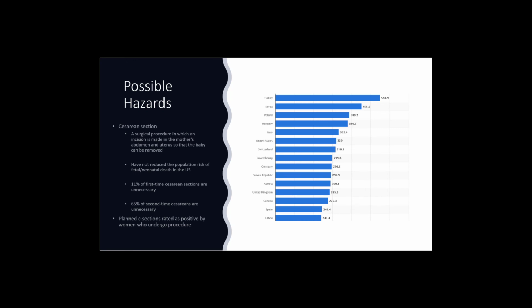Other possible hazards, cesarean section, surgical procedure in which an incision is made in the mother's abdomen and uterus, has not reduced the risk of fetal neonatal death in the US on a population scale. 11% are unnecessary the first time and 65% are unnecessary the second time. However, planned C-sections are rated positive by women who will undergo the procedure. And here you can see a chart of the rates of cesarean sections across countries.